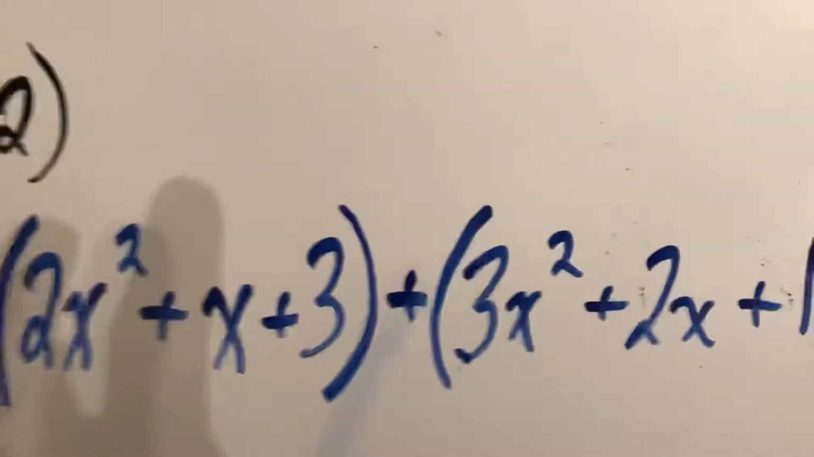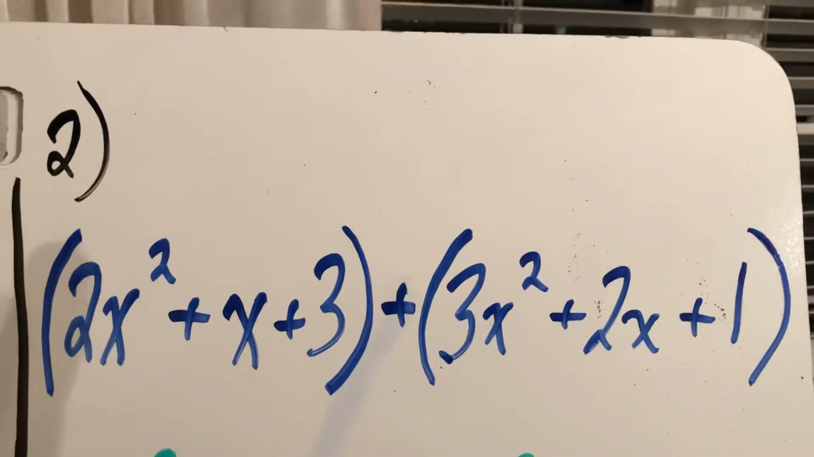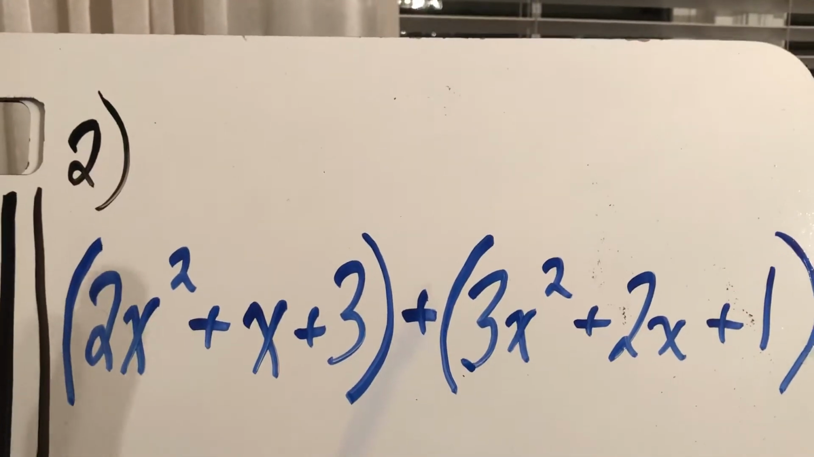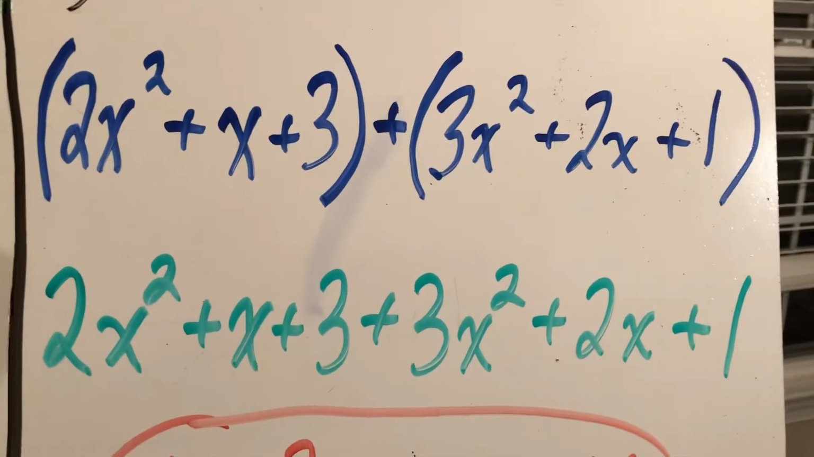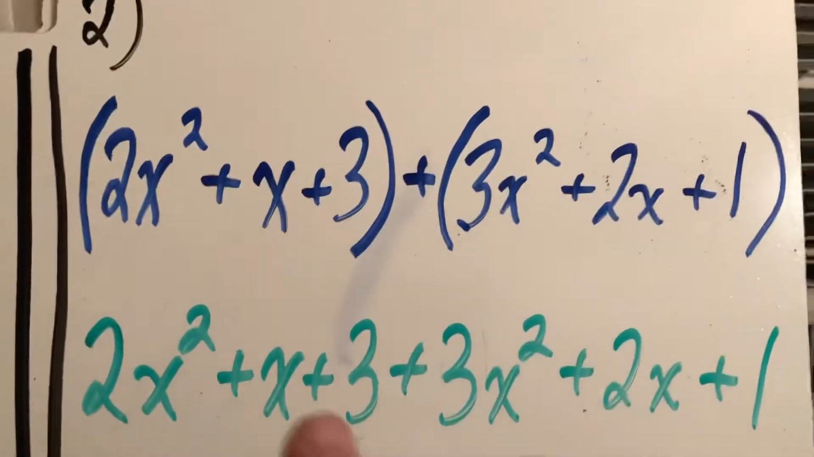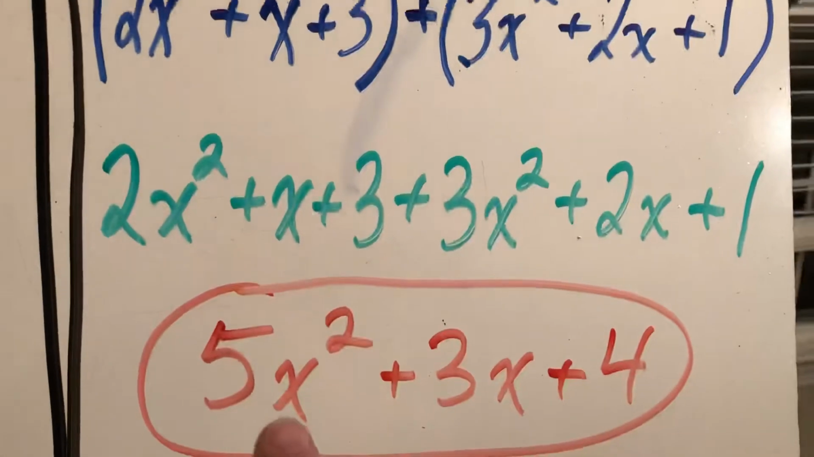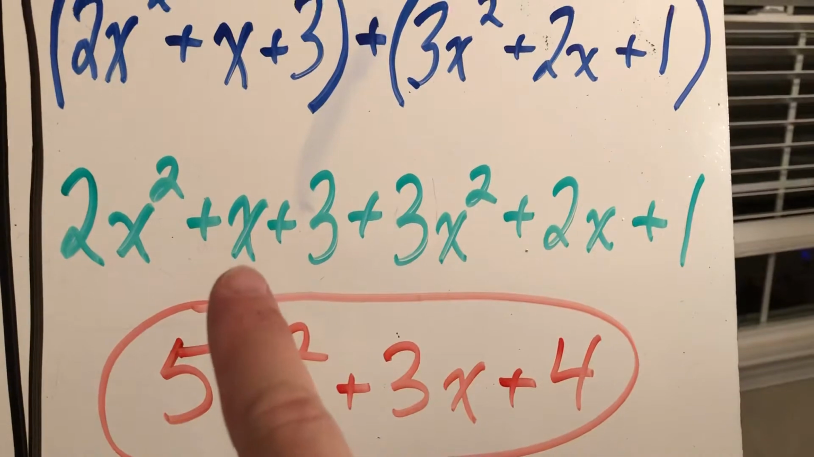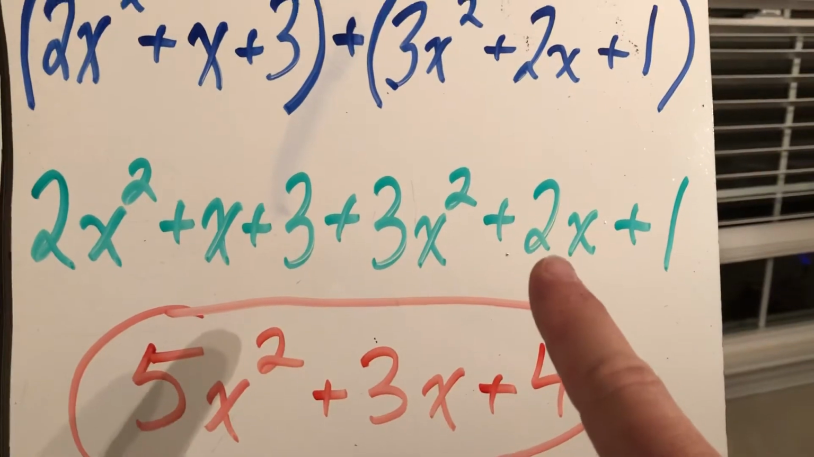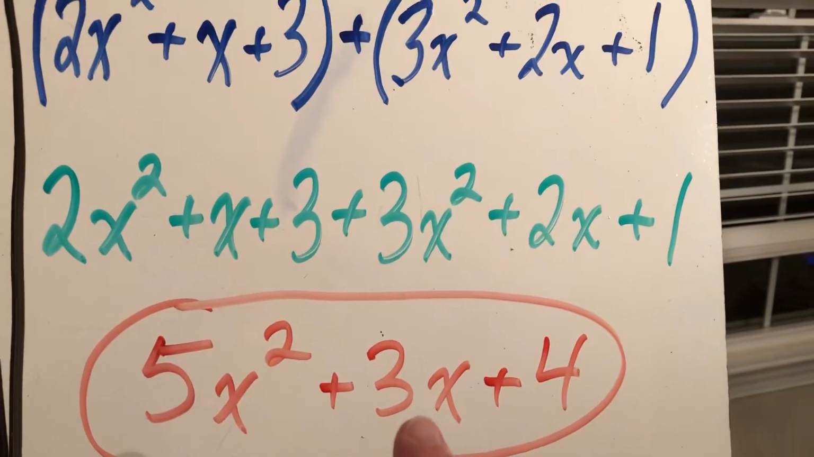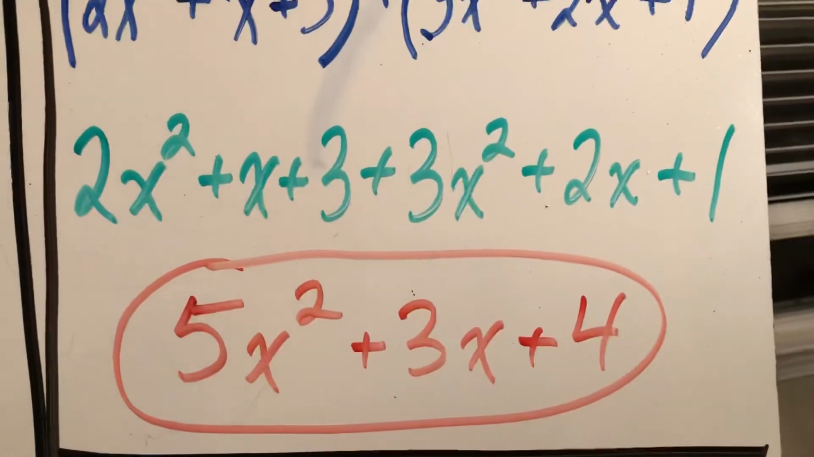Here's another example. 2x squared plus x plus 3 plus 3x squared plus 2x plus 1. Okay, I'm just going to take away the parentheses. All right. So, combine the like terms. I'm going to combine 2x squared plus 3x squared. That's 5x squared. This is x, which is the same as 1x. 1x plus 2x is 3x. 3 plus 1 is 4. And that's your answer.